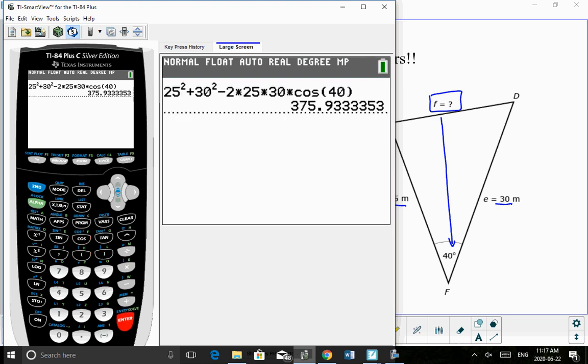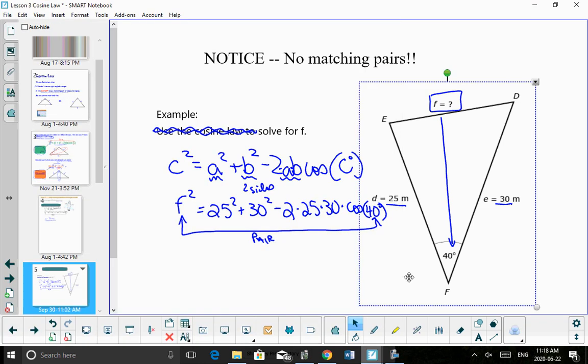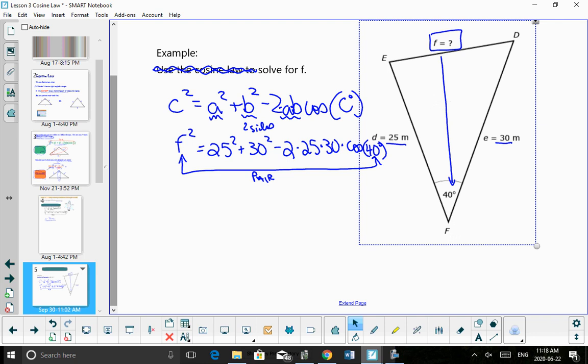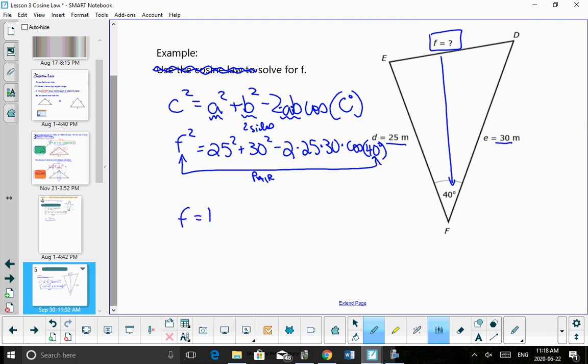Now again, that represents f squared. So how do I find f? I square root that answer. And I get out 19.38. So it doesn't say what to round to, so I'll just make it 19.4 meters. Okay?